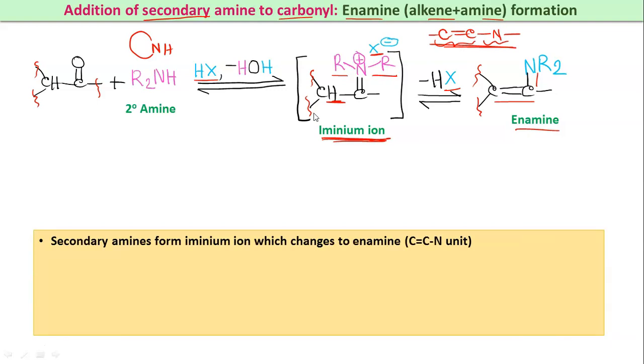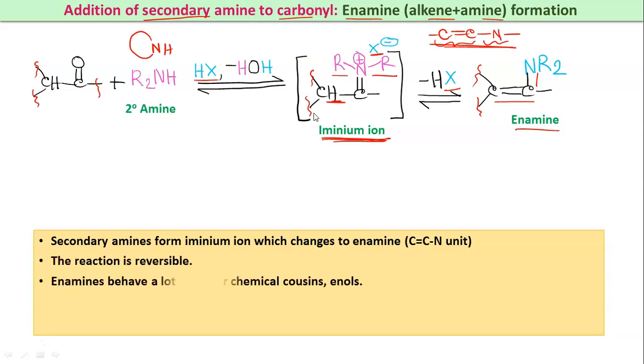So secondary amines form iminium ion, and that is the first step, and the second step is it will change to enamine, that is C=C double bond then single bond nitrogen. The reaction is reversible. Enamines behave a lot like their chemical cousin enols.